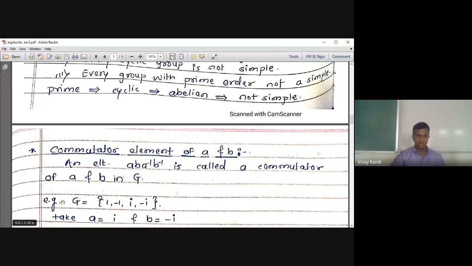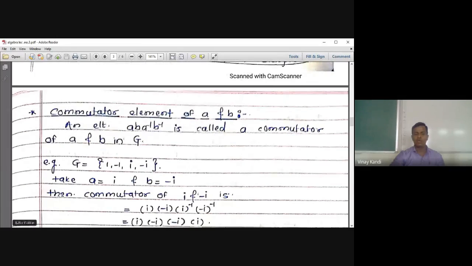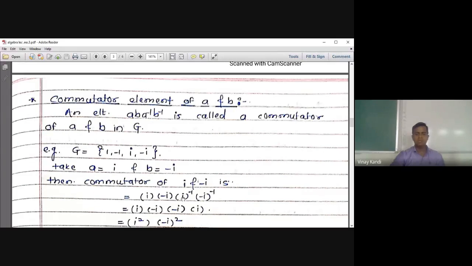For example, look here. If G is equal to {1, -1, i, -i}, take A equal to i and B equal to -i. Then what is the commutator element of i and -i? The commutator element of i and -i is A, which is i; B, which is -i; A inverse means i inverse; and B inverse means (-i) inverse. So i as it is, -i as it is, inverse of i. What is the inverse of i?